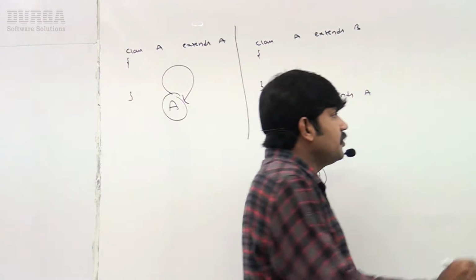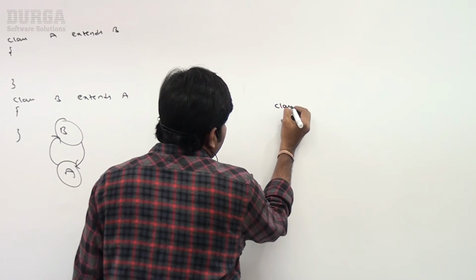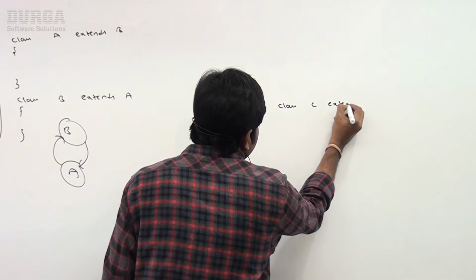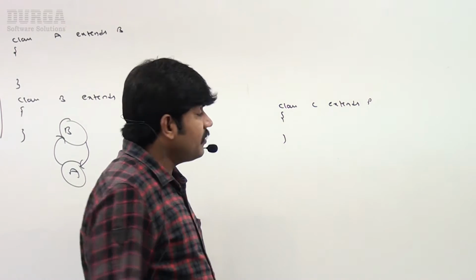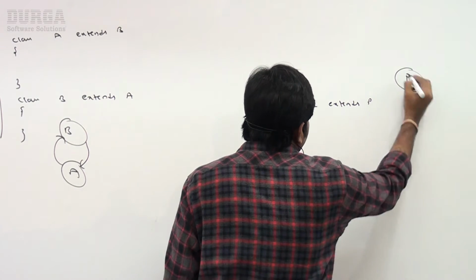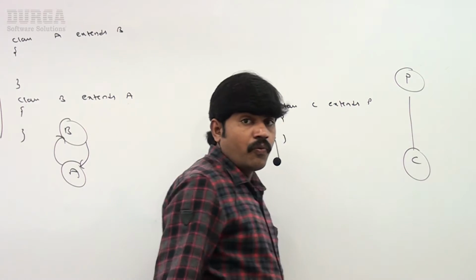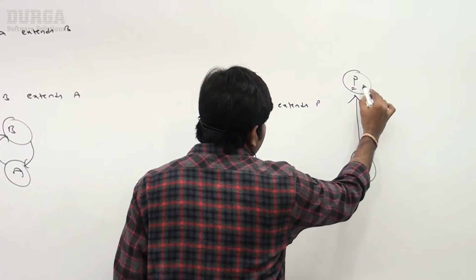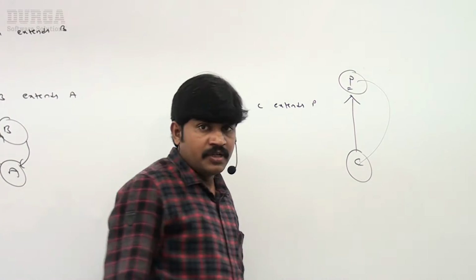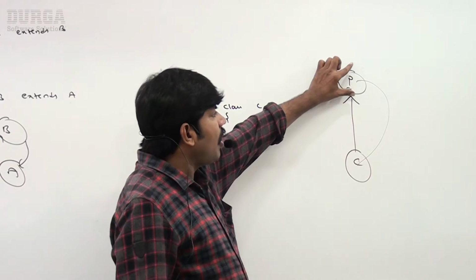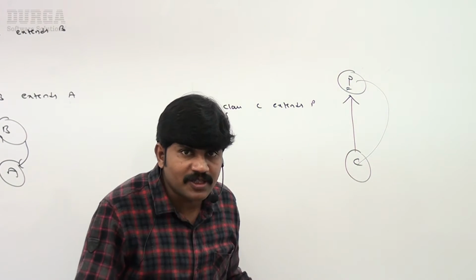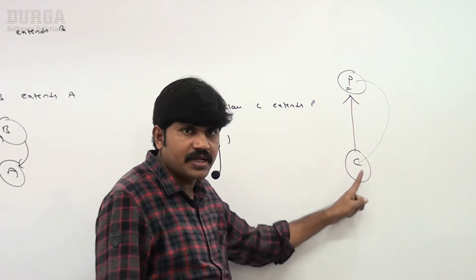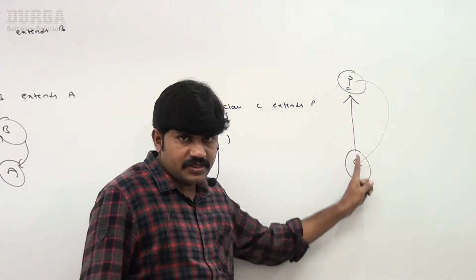Observe that. If I take class C extends P, sir, what is the meaning of that? Sir, for P, I am creating a child class. Whatever members are there in P, I want them, sir. I don't want to rewrite them again. All members of P, can you please make them available to C? For that purpose, for code reusability, I am creating a child class, right?